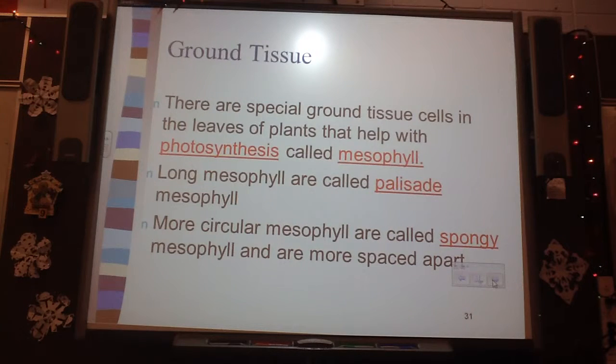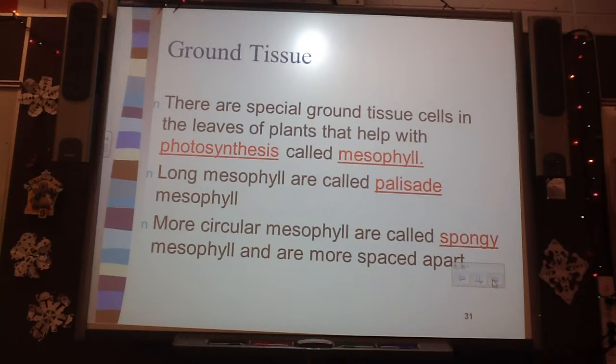There are special ground tissue cells in the leaves of plants that help with photosynthesis. So they're still ground tissue, but they're just really special in the leaves. And we call these mesophyll. Now, there's two types of mesophyll. You don't have to know the two types, I just want you to know they're mesophyll.